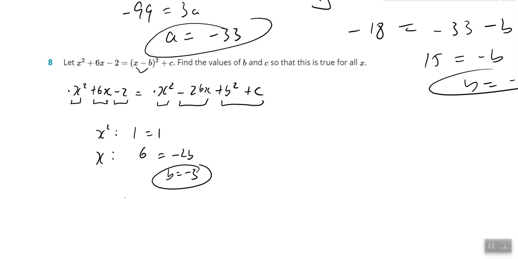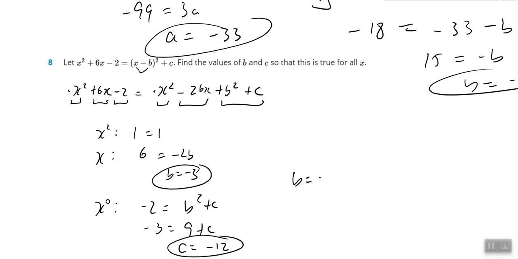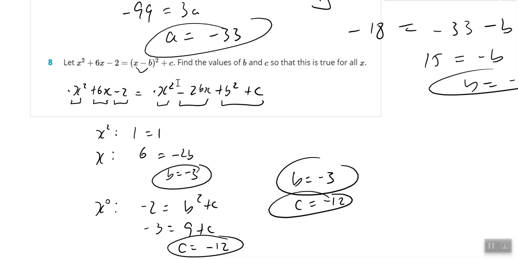For c, we have to equate the constant terms, x to the power 0. On the left we've got -2. On the right hand side, we've got b squared plus c. And we know b is -3, so -3 squared is 9. So c would equal -12. So b equals -3, c equals -12, and those are your answers. This was an equating coefficients type question. I guess students get confused with the constant term. This is constant, but these two make up the constant because they don't have an x with them. Hopefully that helps.